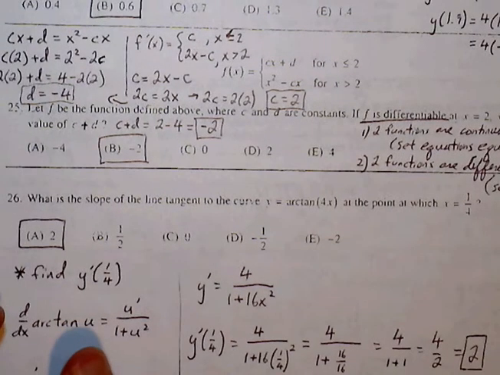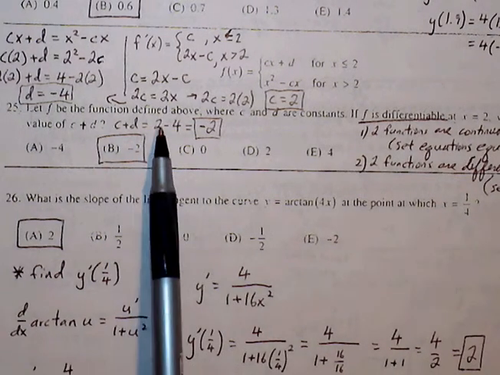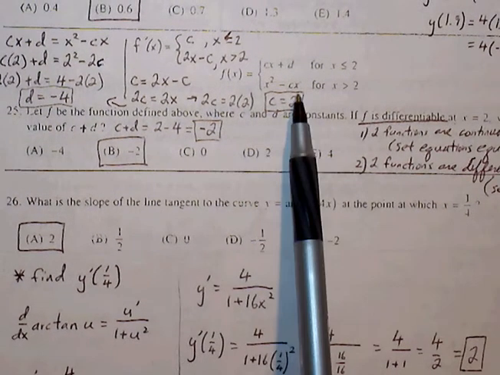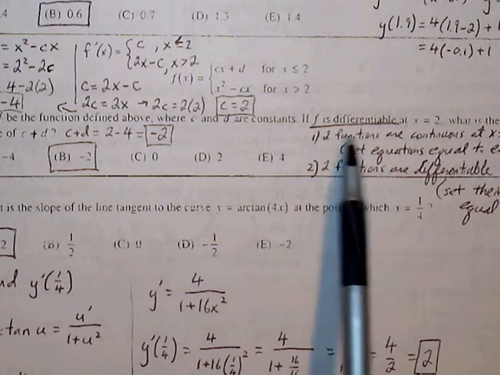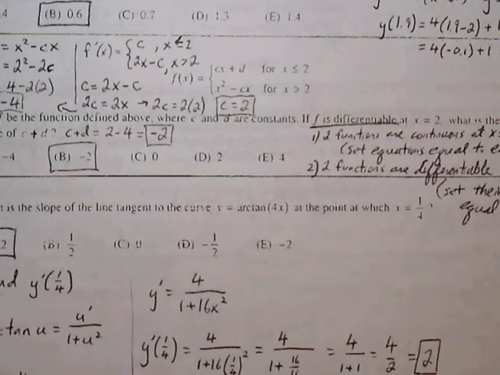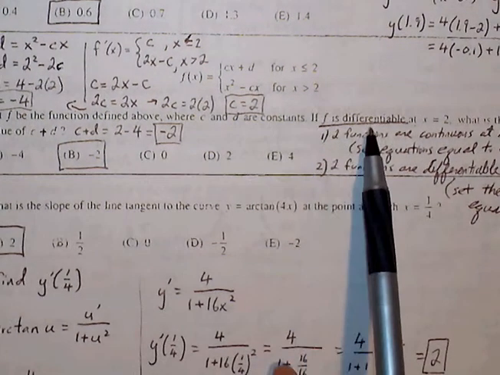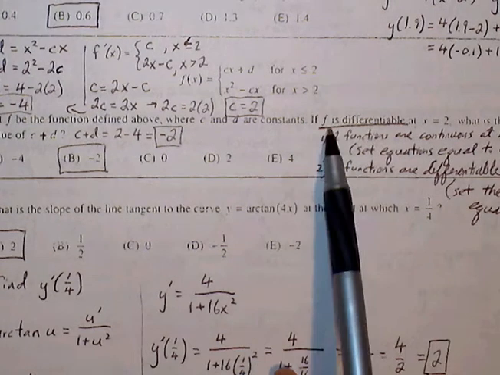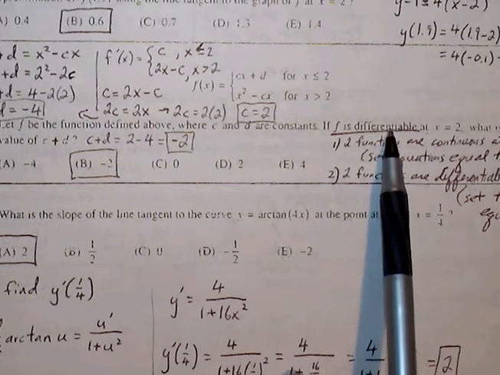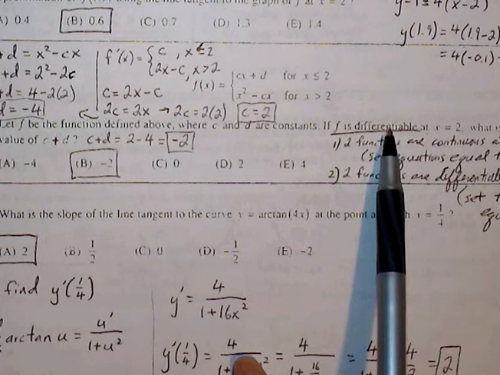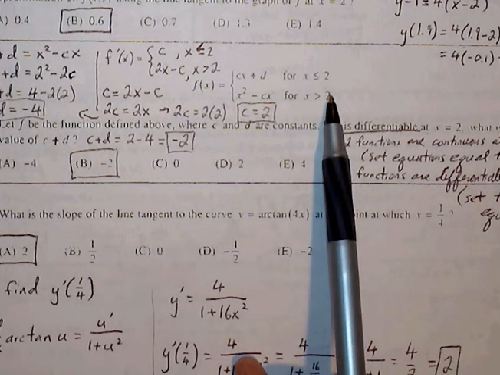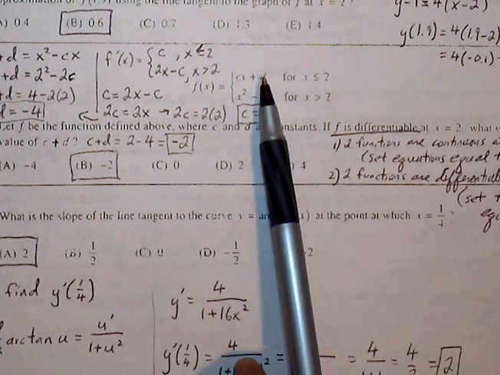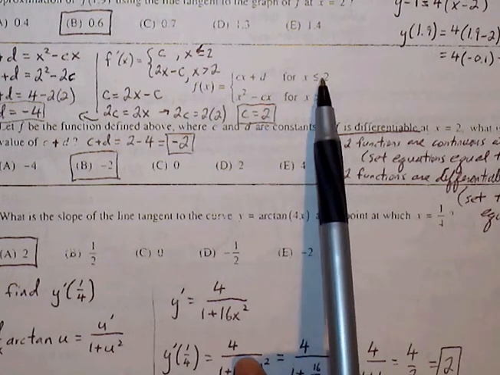Okay, 25. Let f be the function defined above. So here is our function. We have a piecewise function where c and d are constants. If f is differentiable at x equals 2, what is the value of c plus d? Now, if a piecewise function is differentiable, then there's a number of things that we can do. Differentiable assumes that it's continuous, so that means we know that there can't be a break between these two branches. So we can just set these equal to each other and replace x with 2.